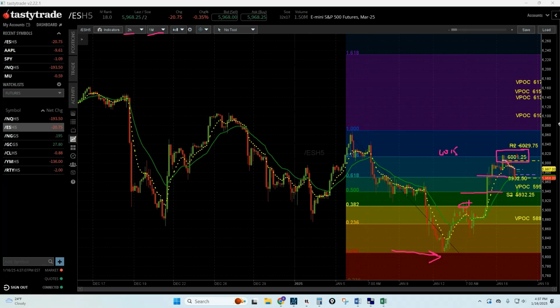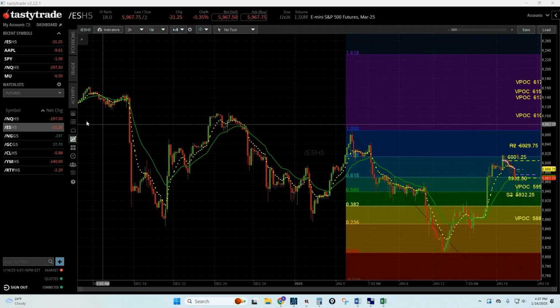So again, get used to them. I love using them for targets. I love using them also for potential stop outs. So get used to the Fibonacci's. I think you'll really, really enjoy them, and hope it helps, and hope to see you in the room.